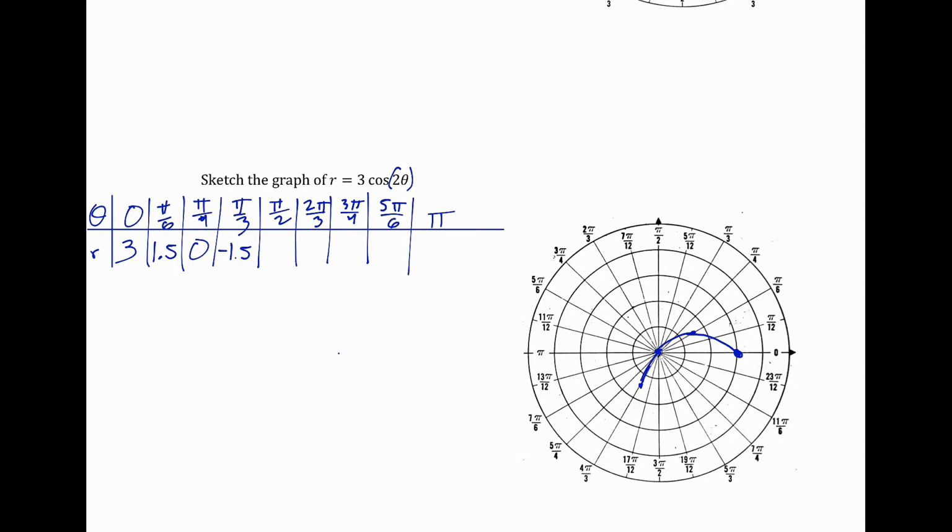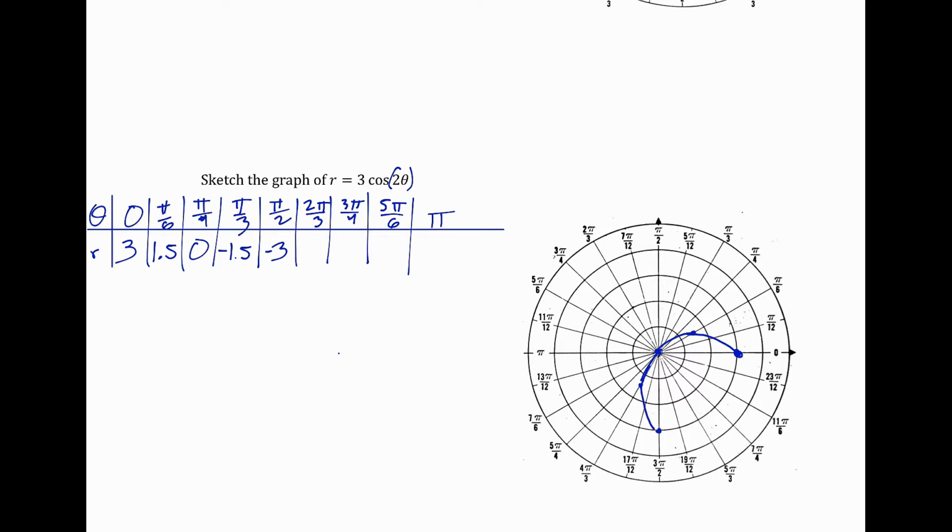Moving on to pi over 2. If you plug that into your calculator, you get a radius of negative 3. So again, facing the pi over 2 angle, instead of the positive direction, we're going to go in the negative direction. We go down 3 in the negative direction for that one. So it's going to be there.